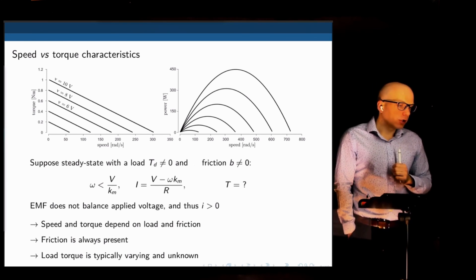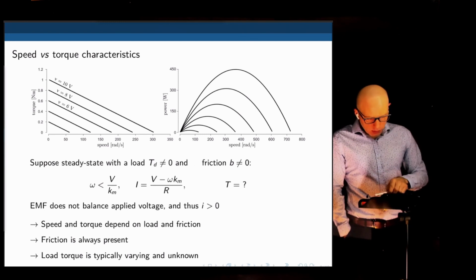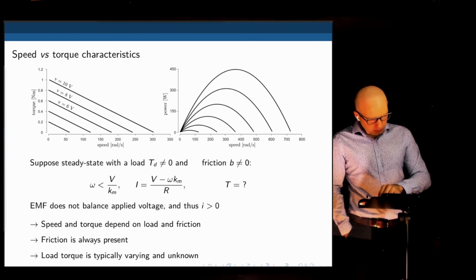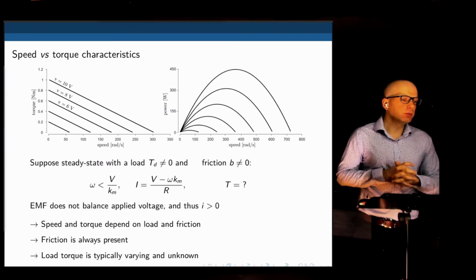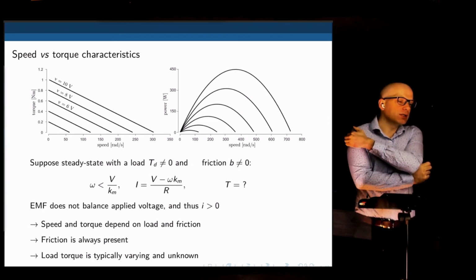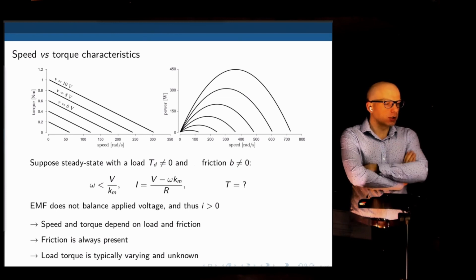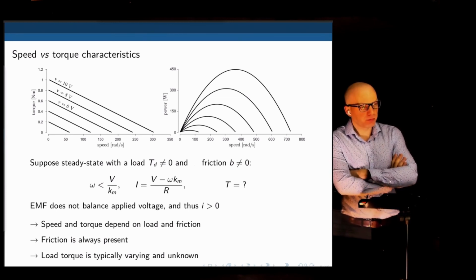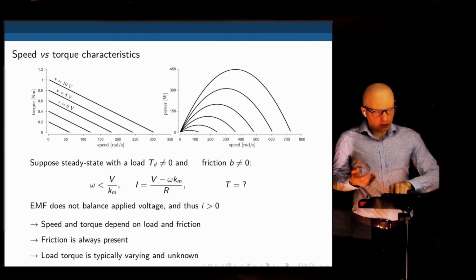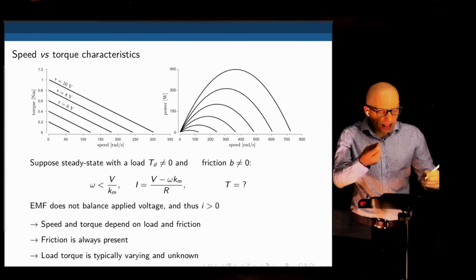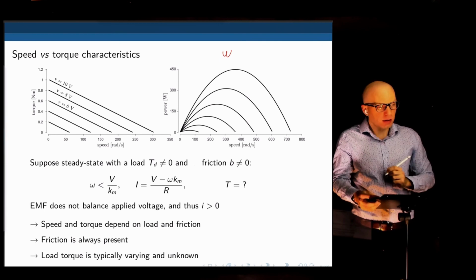What is the torque developed by the motor? Let's say that we only have friction. The load torque is zero. So what would be the torque developed by the motor in a steady state? What is that torque doing in the motor? It is overcoming friction.